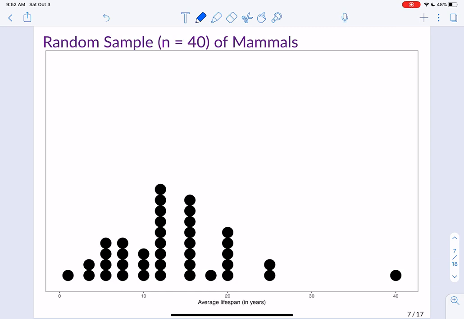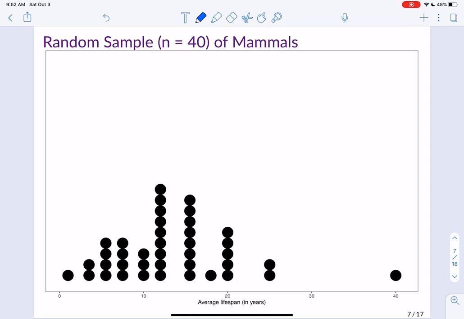So what I have in this dot plot here is a random sample of 40 mammals. And this is their lifespan data. So this is the average lifespan of all 40 mammals. You can see that it ranges from just a little bit above zero up into 40 years old. So they range across about 40 years.